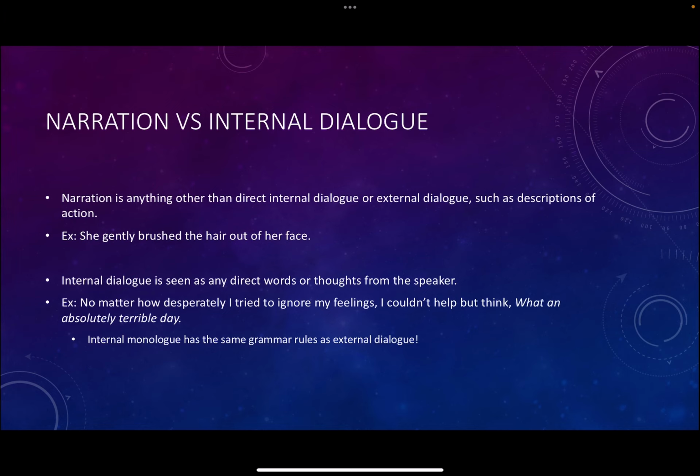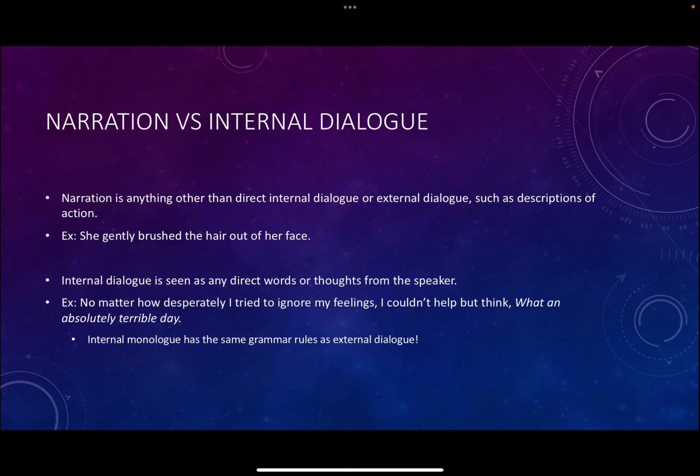How do you know when to write internal dialogue in italics and when to narrate in normal text? This can be especially tricky if the narrator is talking in first person. The easiest way to tell the difference is that internal dialogue will be direct words from the speaker's thoughts. Most people don't go around narrating their life. Rather, they are more likely to observe and then say direct phrases such as, "What an absolutely terrible day." Narration is anything else that is not within the person's direct thoughts.